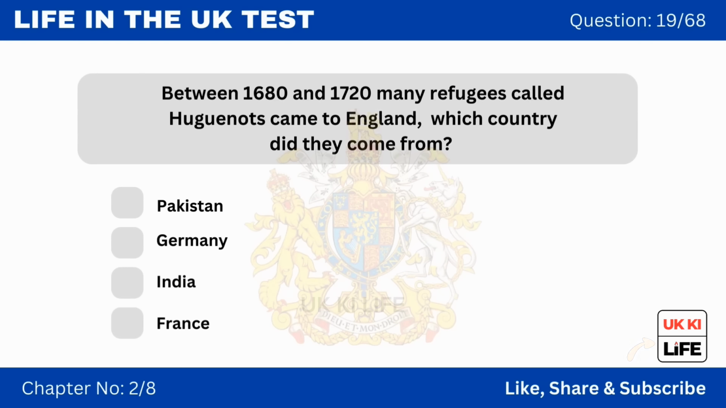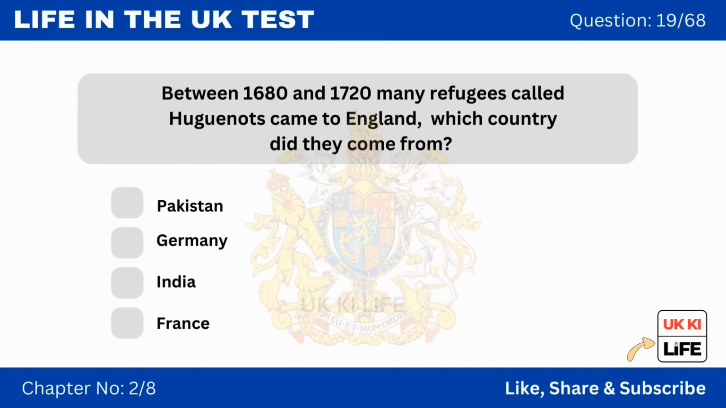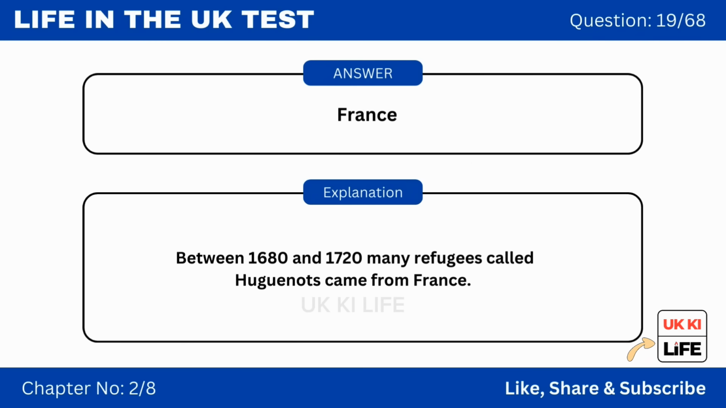Question 19. Between 1680 and 1720 many refugees called Huguenots came to England. Which country did they come from? Pakistan, Germany, India, France. The correct option is D. Explanation. Between 1680 and 1720 many refugees called Huguenots came from France.